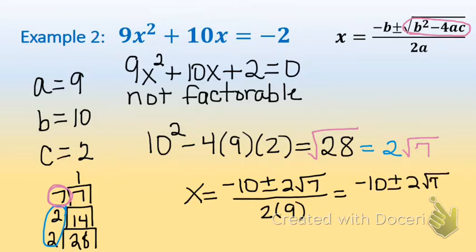Because when we look at our three numbers, excluding the 7, all three of those numbers are even. So we can actually simplify it by dividing everything by 2. So our final answer is negative 5 plus or minus the square root of 7 divided by 9.